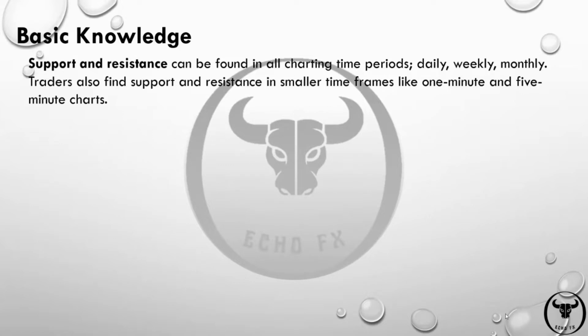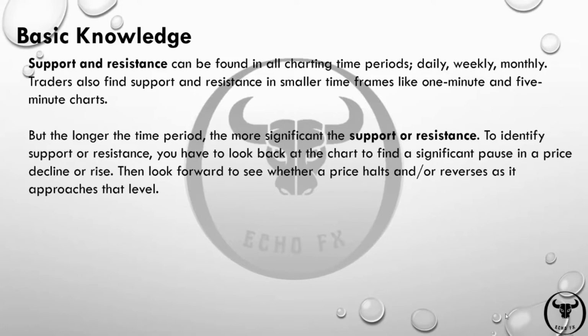Now, support and resistance can be found in all charting time periods, be it daily, weekly, or monthly. Traders also find support and resistance in smaller time frames like 1 minute and 5 minute charts. Yes, you can see it on any time frame, 5 minutes, 1 minute, daily, hourly, on any chart at all. But the longer the time period, the more significant the support or resistance. The longer the time period, the stronger, the more significant the support or resistance.